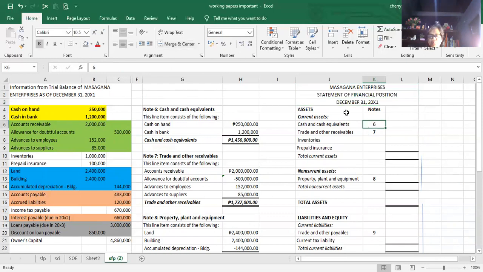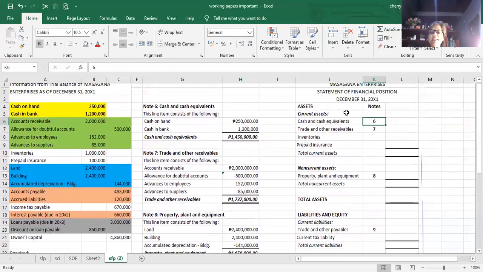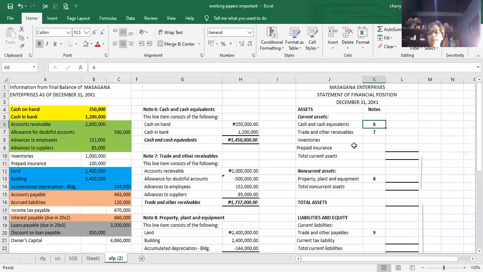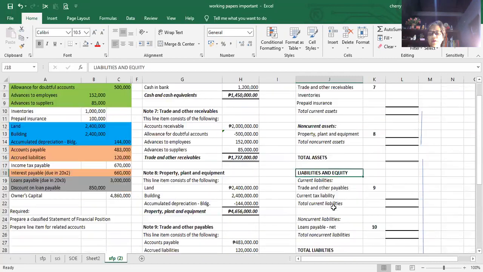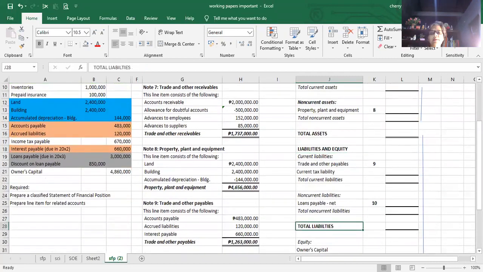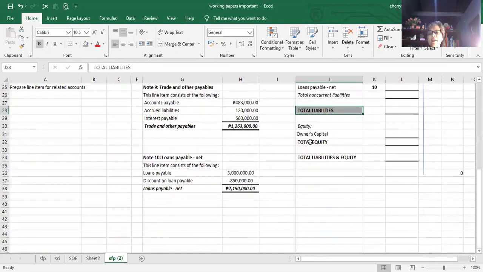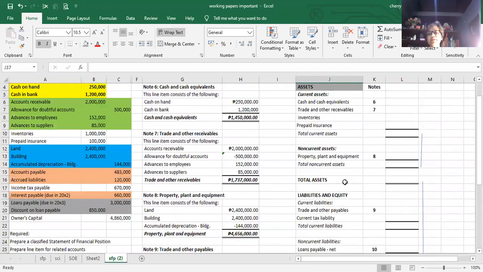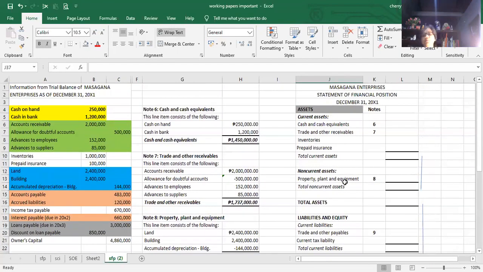So we are going to prepare the report form wherein the 3 elements are aligned vertically. Look at this. So assets, then liabilities and equity. It is written vertically, so we call it report form.